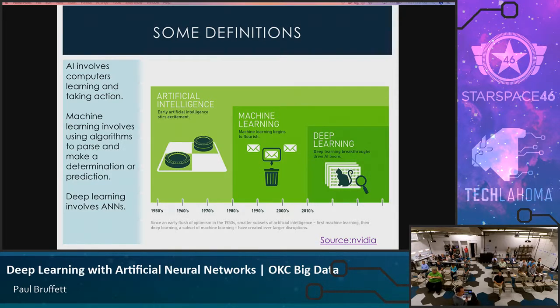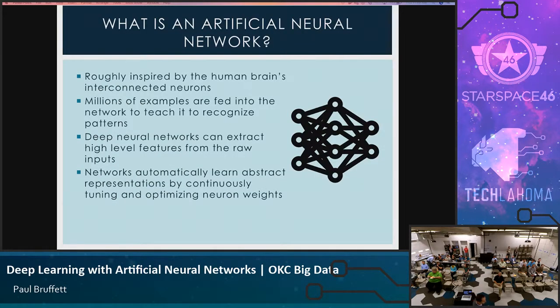So deep learning, as I define it, as NVIDIA defines it, involves artificial neural networks. So what is an artificial neural network? It's roughly inspired by the human brain's interconnected neurons.